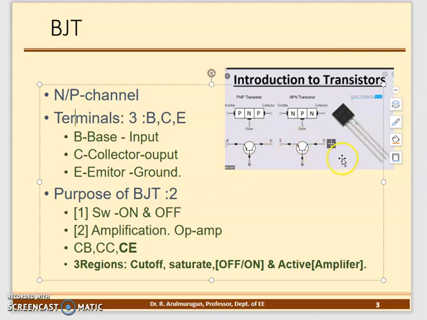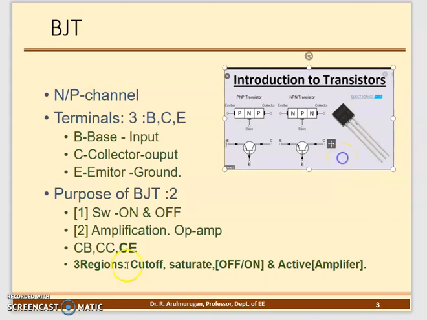And one more thing I am going to tell you. There is an NPN transistor and a PNP transistor. These two transistors are based on the arrow. In one my arrow is going inside, and in the other the arrow is coming outside. There are three terminals of the transistor: base, collector, emitter.